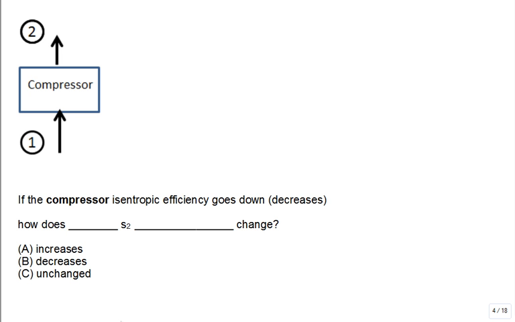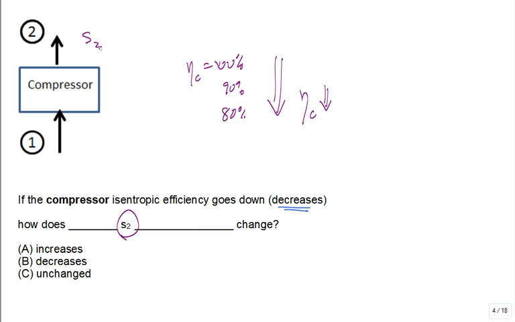So, if the compressor isentropic efficiency goes down, if it decreases, in your mind, start with 100% isentropic efficiency, then go to 90%, then go to 80%. See, the isentropic efficiency of the compressor is going down. Okay, if it goes down, how does S2 change? How does the entropy at the exit S2 change? Does it increase? Does it decrease? Or does it remain unchanged?